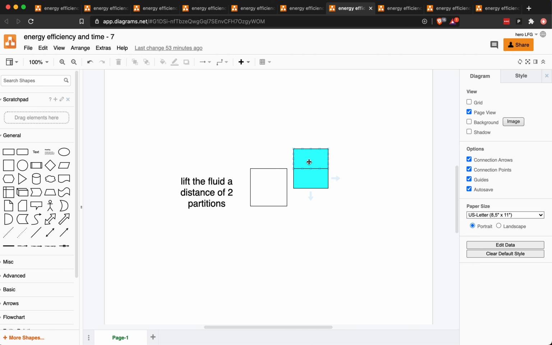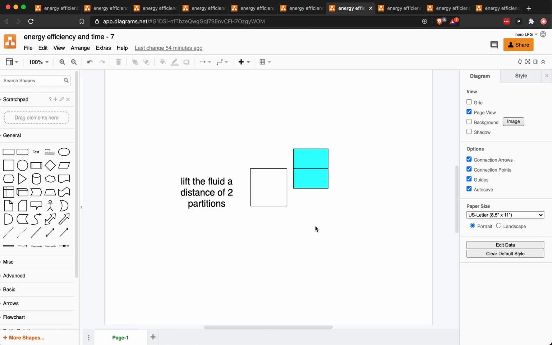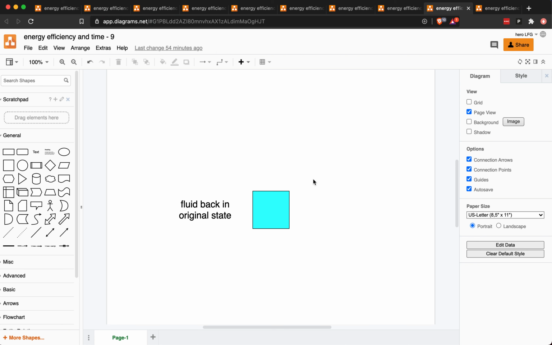Now notice that this is very different than this. So with one partition, the whole partition had to get above the reservoir. But now that we have 2 partitions, you don't have to get above the reservoir because you actually went a distance of 2 times the height of the partition, but the partition is half as tall. So now we empty the bottom partition back into the reservoir, and we empty the top partition back into the reservoir. We have accomplished the goal with half the work, right?